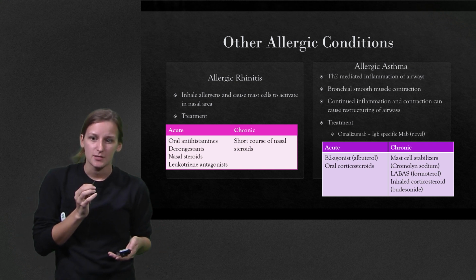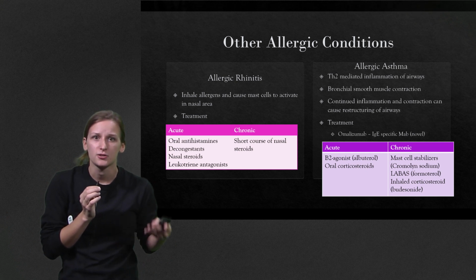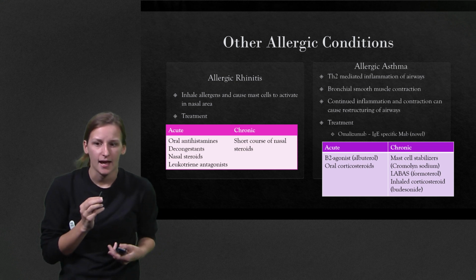Allergic asthma is a kind of similar situation. We have Th2 cells that are causing an increase in bronchial smooth muscle contraction, so you get an asthmatic response as if you had asthma.